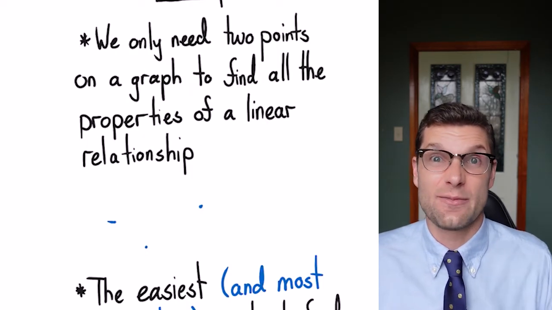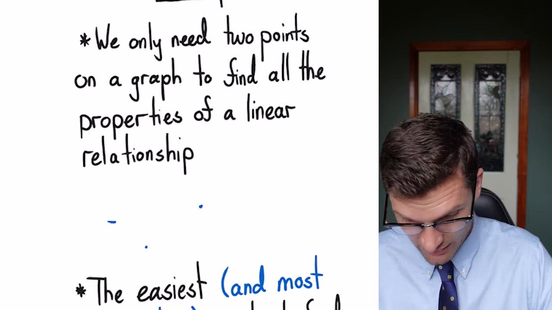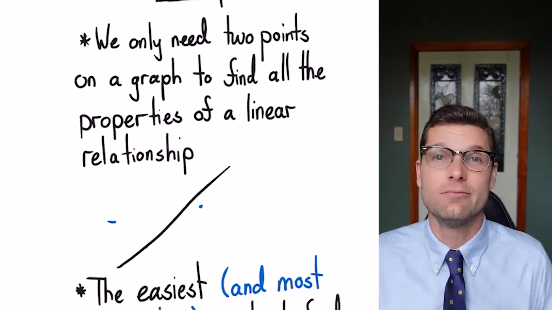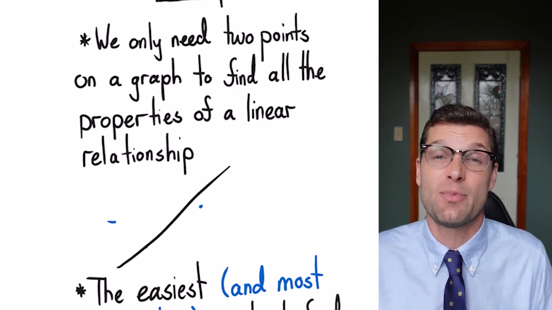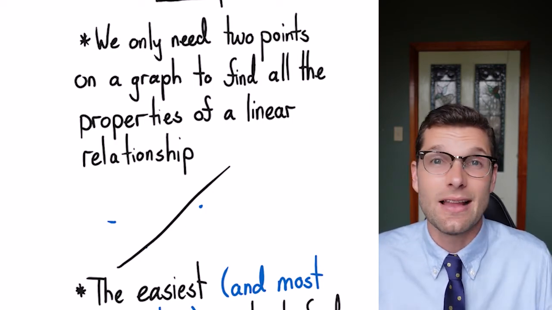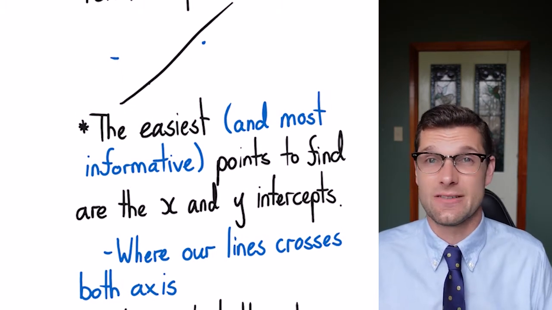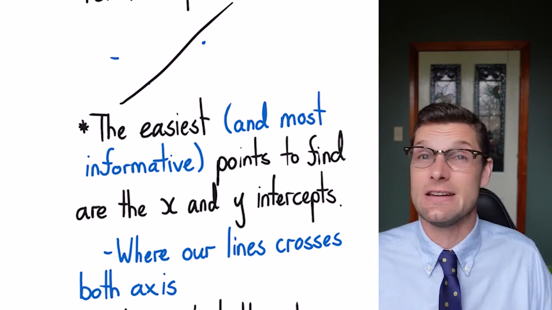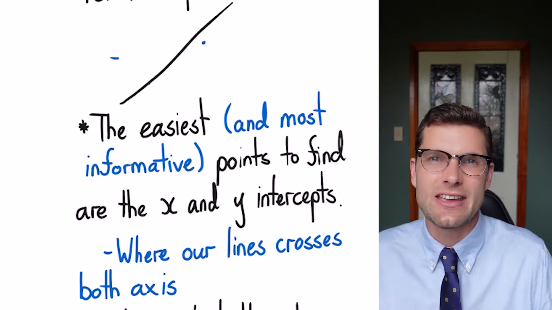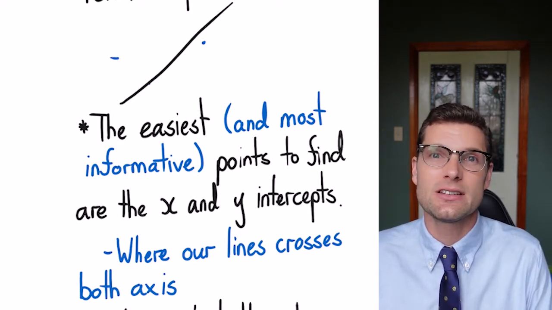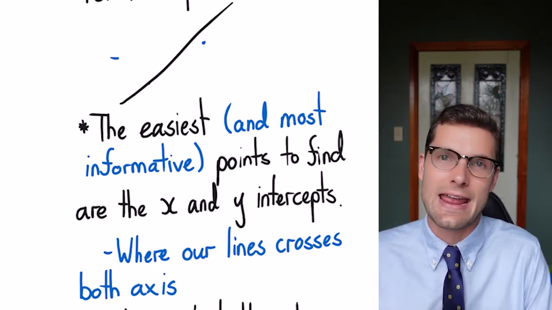Because if we have a look at something like this, if I've just got 2 dots there, if I just draw a line between them, I've now got some information. I know the gradient there is positive and it's going up. Lucky for us, the easiest points to find also give us the most information. And these are the x and y intercepts. So the intercepts just mean these are the points where our line crosses either axes.